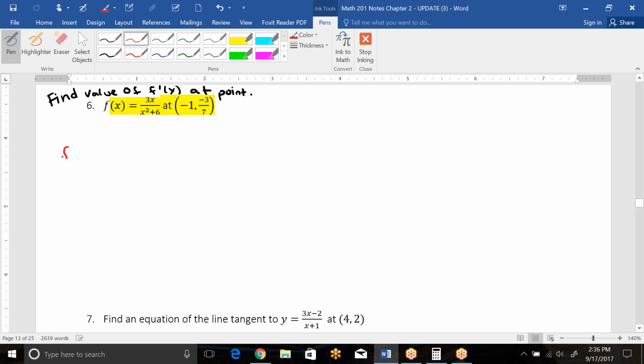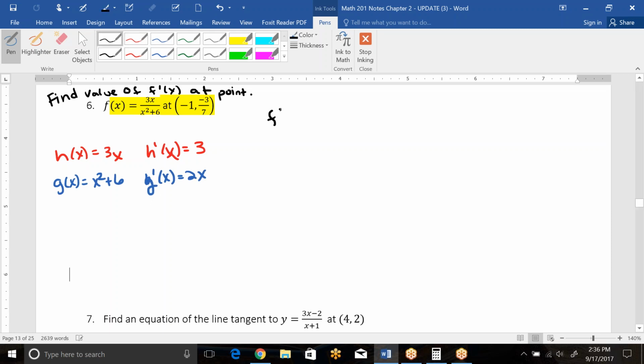So f of x is going to be 3x. Oh, we're going to call it h of x. Always be careful. If this is an f, I try not to use that again. It gets confusing. So this will be 3x. H prime of x would just be 3. The bottom is going to be x squared plus 6, and then its prime would be just 2x.